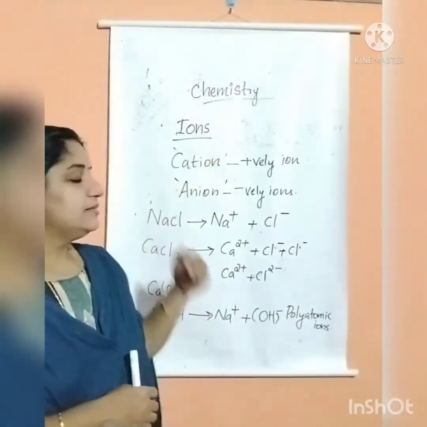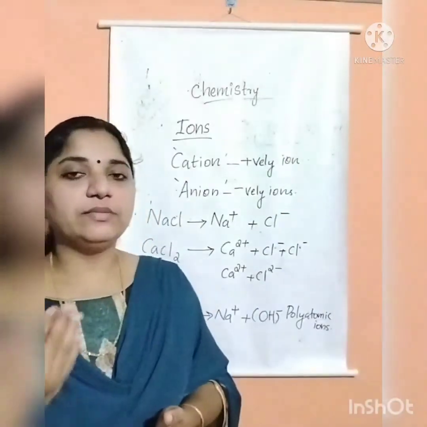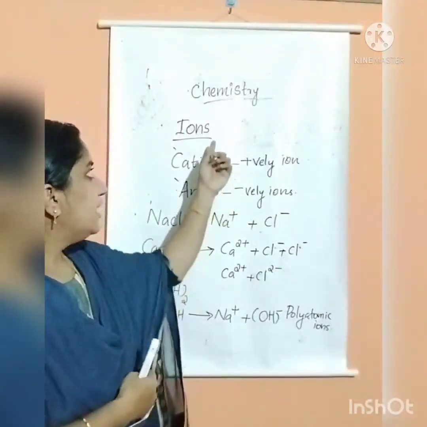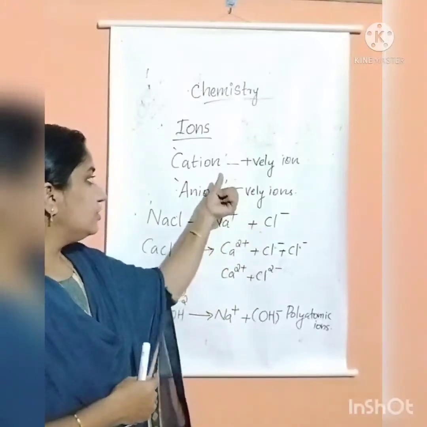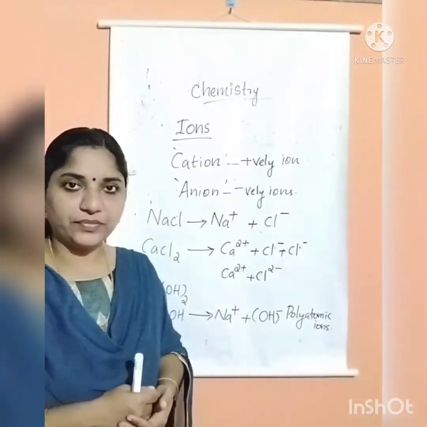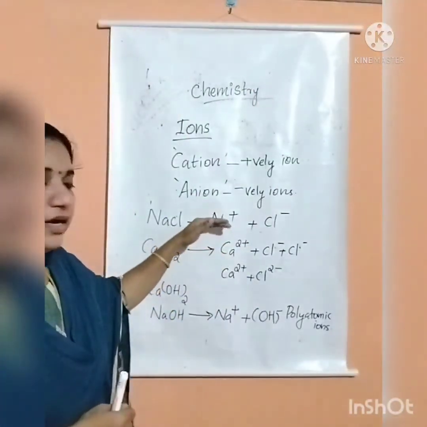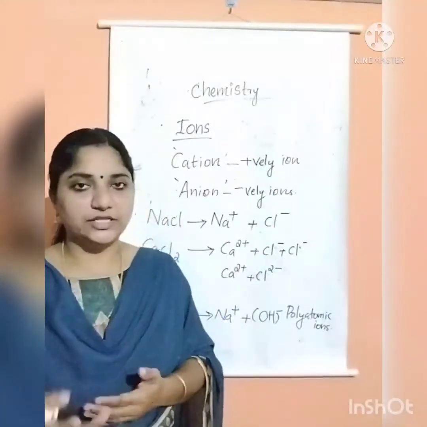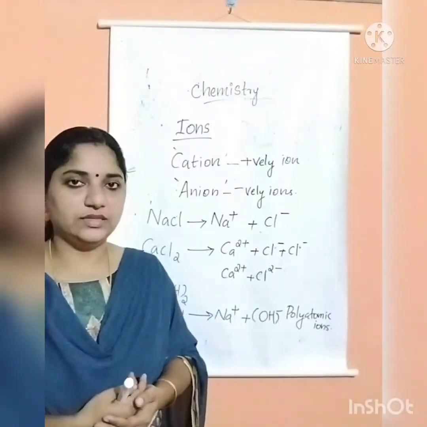Ions means charged species. Some compounds containing metals and non-metals form charged species. Positively charged ions are known as cations. Negatively charged ions are known as anions. Okay, so these are the examples for ionic compounds: sodium chloride, calcium hydroxide, magnesium hydroxide. All are examples of ionic compounds.